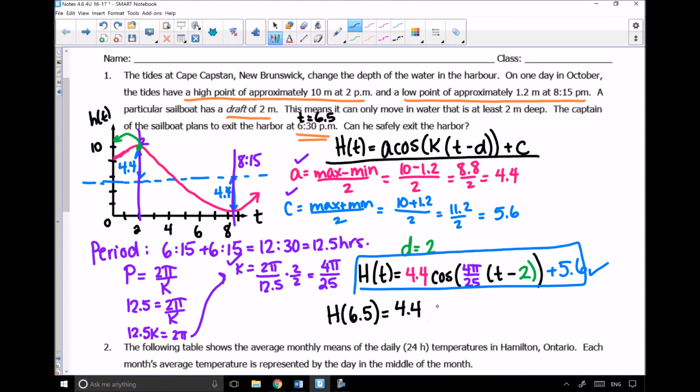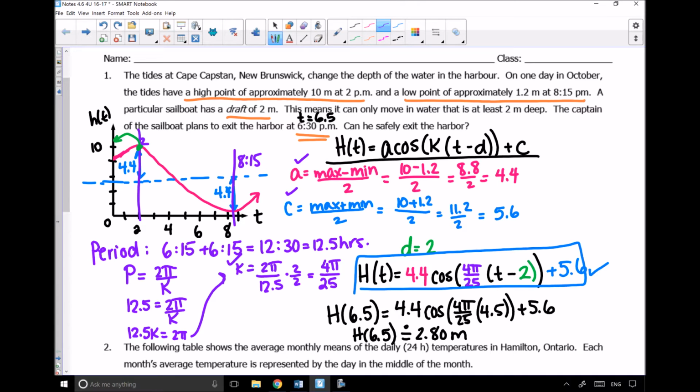So I get 4.4 times the cosine of 4 pi over 25 times, when I plug 6.5 in here and I subtract 2, I get 4.5. And then I just add 5.6 onto that. And then when I plug that into my calculator, making sure that I am in radian mode, so go ahead and do that, please, and then come back to me to see if you get the same answer that I do. So you should get h of 6.5 is approximately 2.80 meters. So the question is, can he safely exit the harbor?